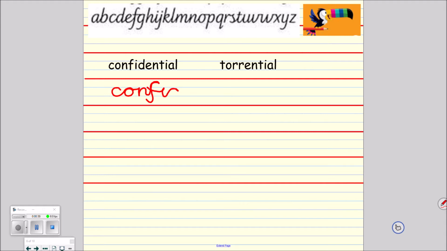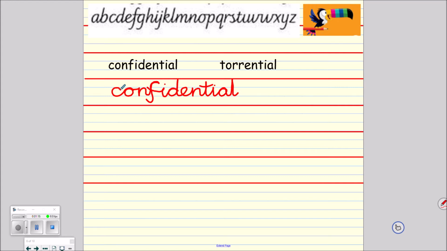So my I fits neatly within the two lines. My D is an ascender, so it goes up right to the red line. All these letters, the E and the N, join, and then I go into my T, which again is an ascender, but it doesn't quite go as high as some other ascenders. And finishing off with my L, which is also an ascender, which goes up to the top of the red line and down, and just make sure that you dot your I's and cross your T at the end.